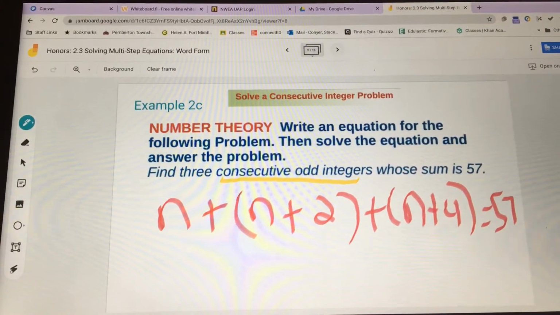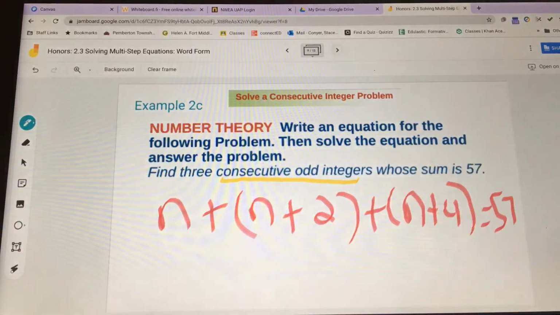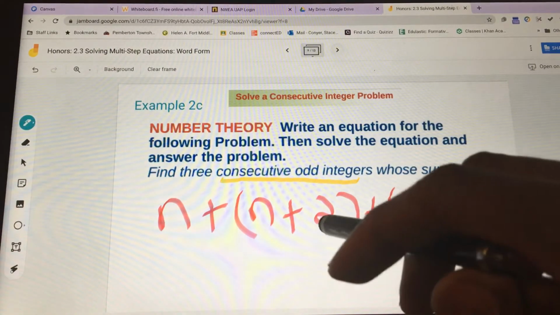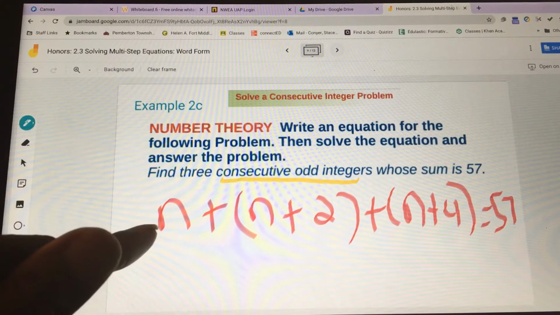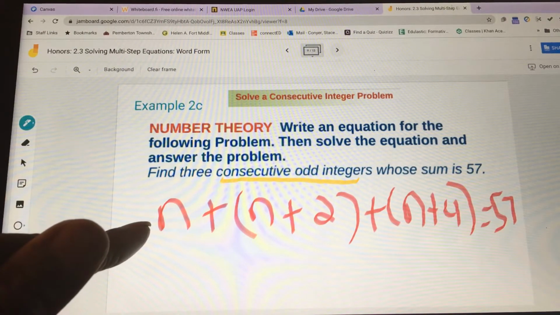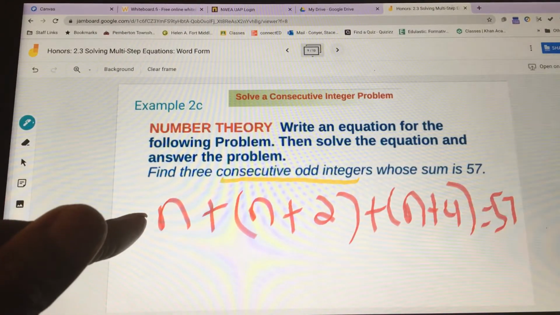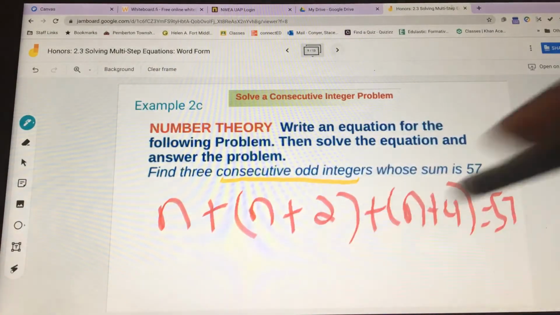Next, I want to show you an odd one. Find 3 consecutive odd integers. So odd is the same thing. Some students always think it's 1 here and a 3, but no. If we started with the number 1, to get to 3, you have to add 2. Then to get to 5, you have to add 4. So it's the exact same expression here on the left.